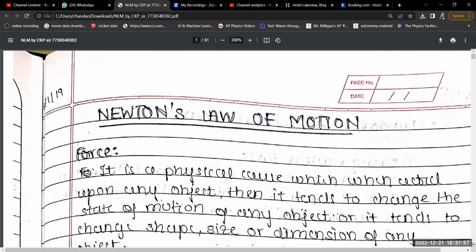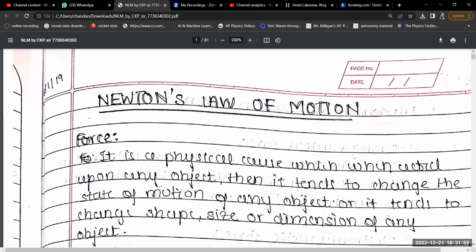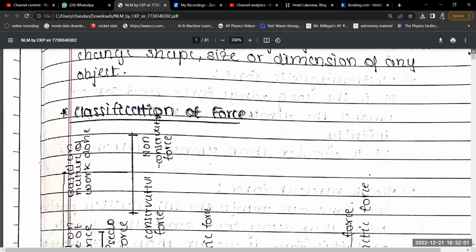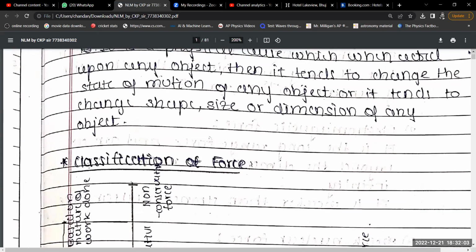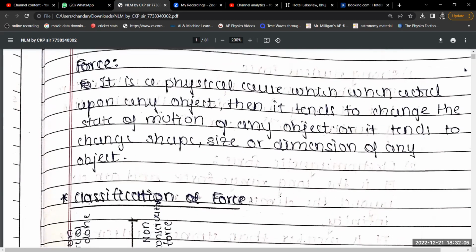It is clear what I'm saying? Yes, sir. So the force definition is clear. What is force? You can read this. It's a physical cause which, when acted upon any object, tends to change the state of motion of the object, or it tends to change the shape, size, or dimension of the object.